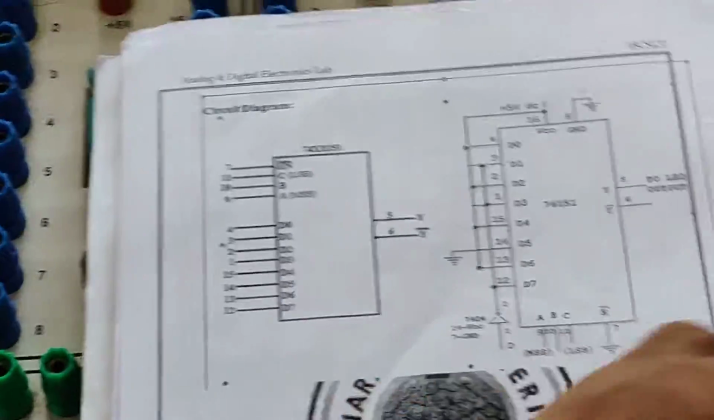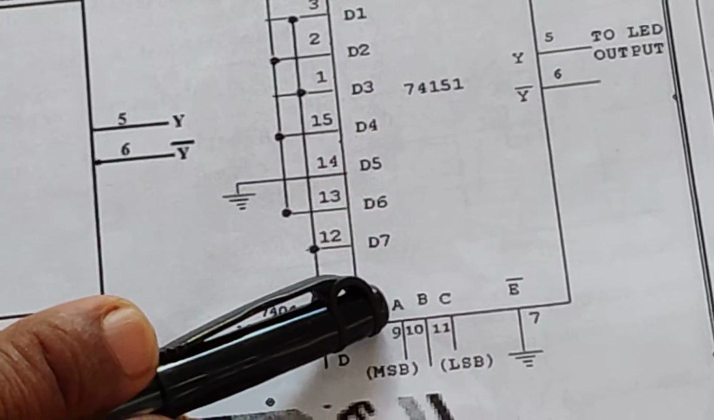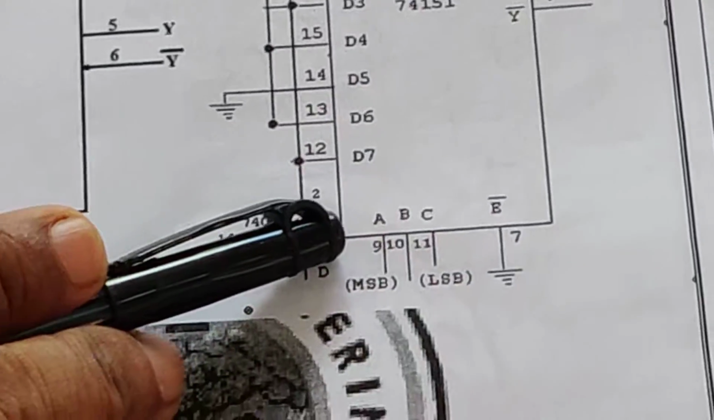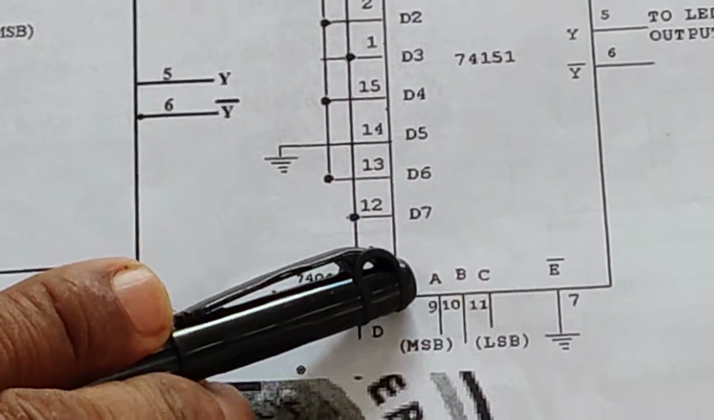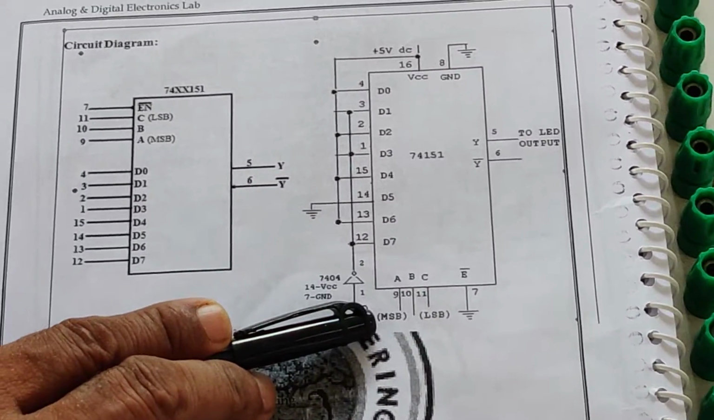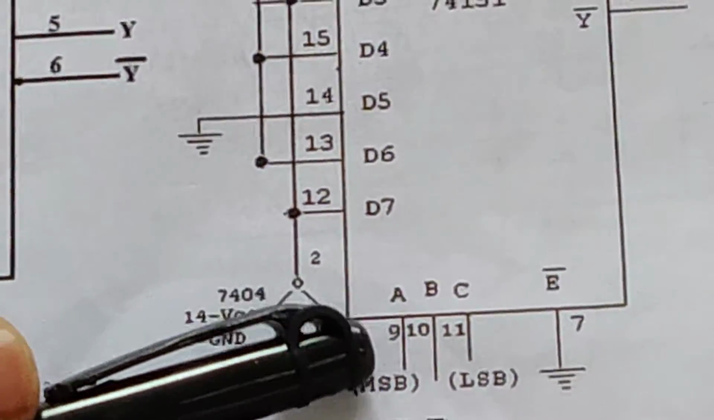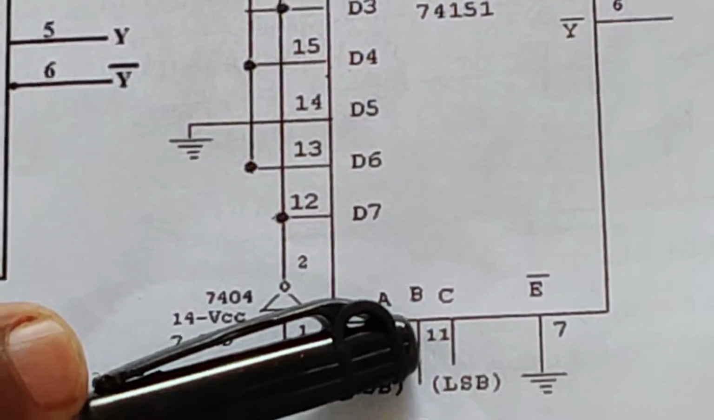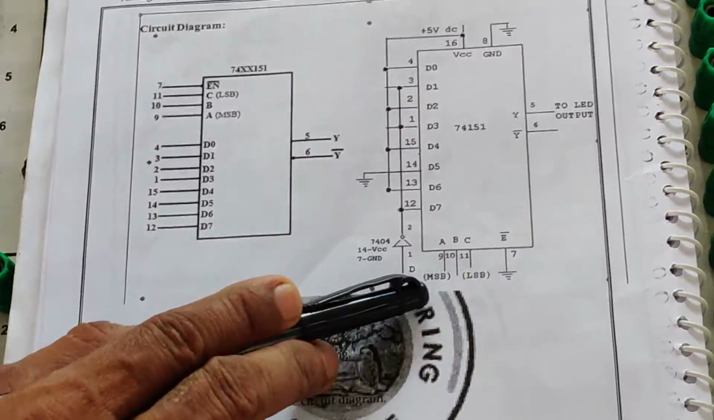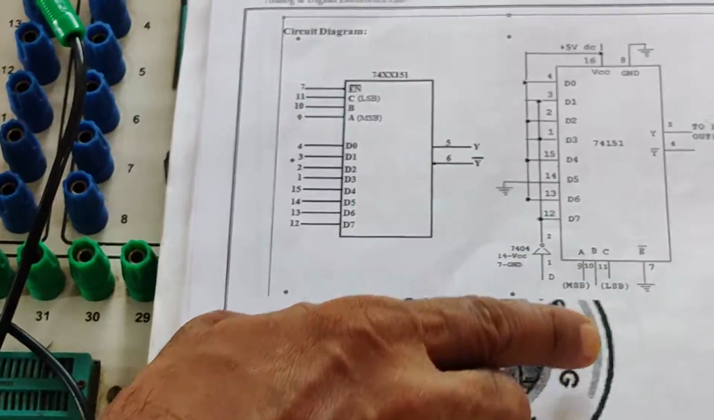Now I will connect control signals. You know in an 8:1 mux, we have 3 control lines A, B, C. First let me connect this one, A, B, C. Pin number 9 is A, that is MSB. B is 10, C is 11, C is LSB. LSB means least significant bit. Let me connect A, B, C to control lines.